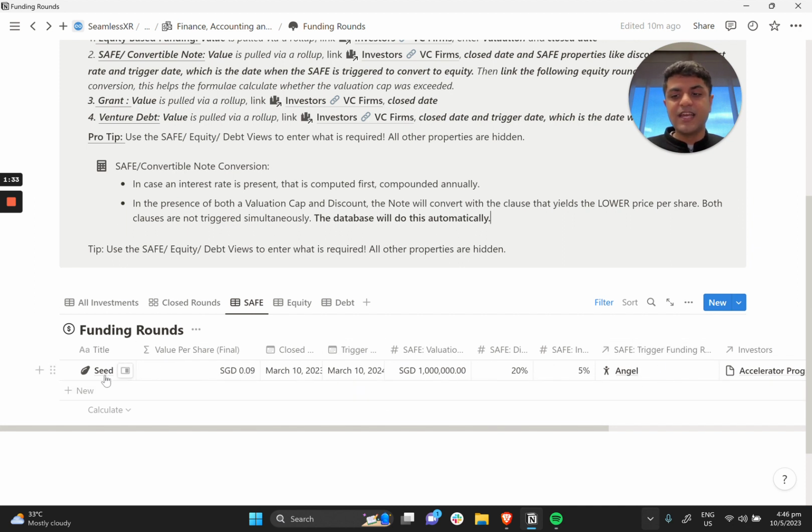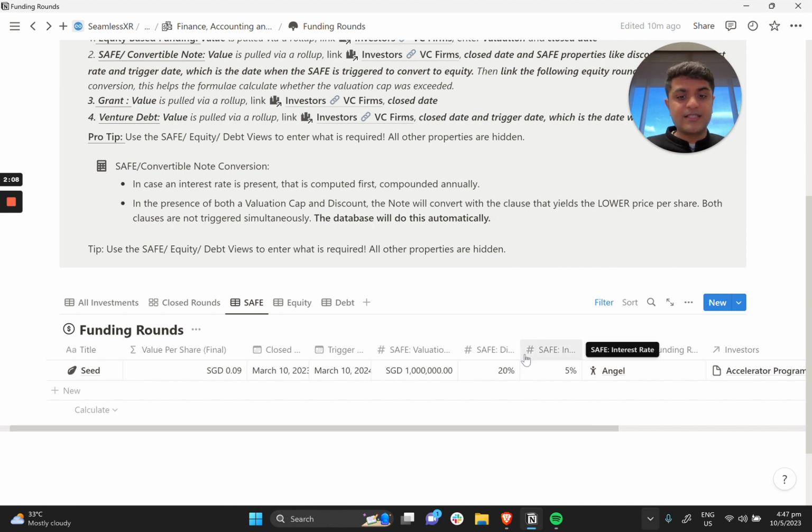So in this case, your safe is a seed round and it's triggered by a future round, which is an angel round, which was a round that you got later and you closed it, right? So the trigger date will be the close date of this angel round. So you'll have to enter this manually. And then what you have to do is you put in this valuation cap, discount, and interest rate. And based on the value of the seed round, it will automatically calculate everything for you. So you'll be able to see it in all investments, and I'll show you that.